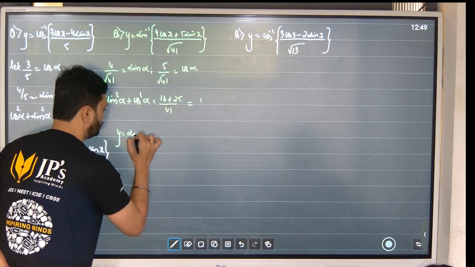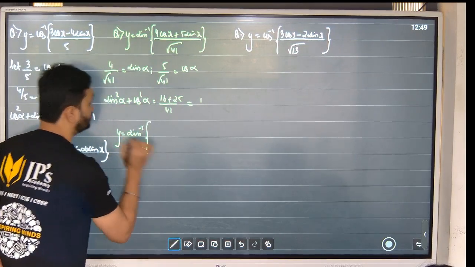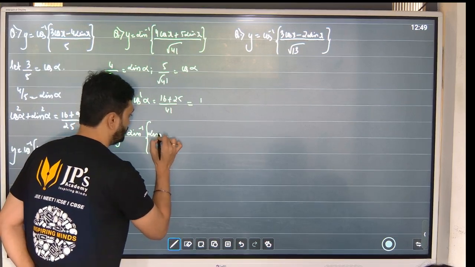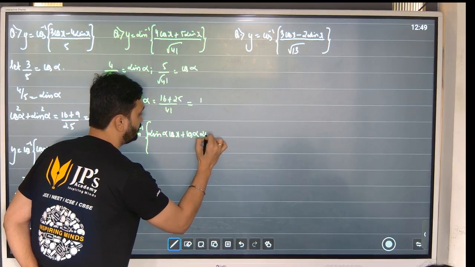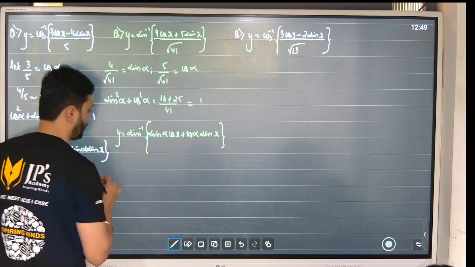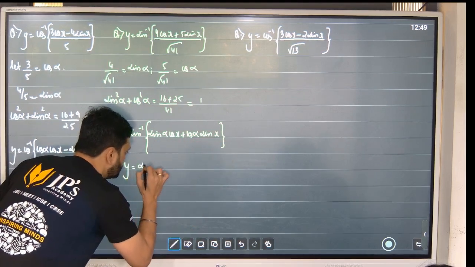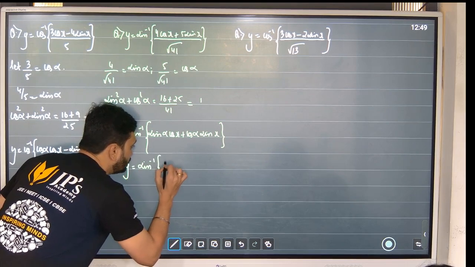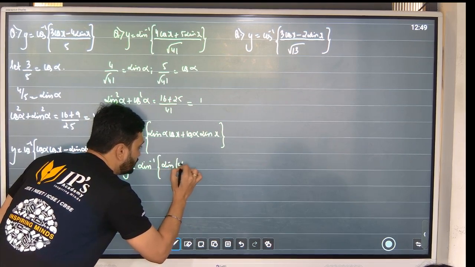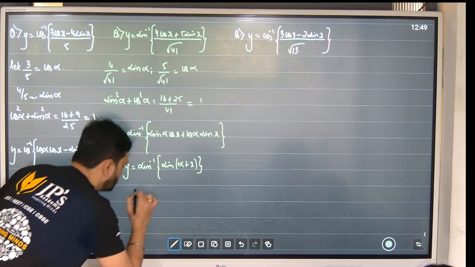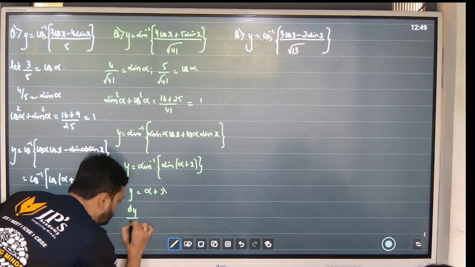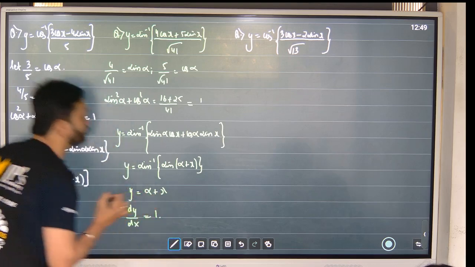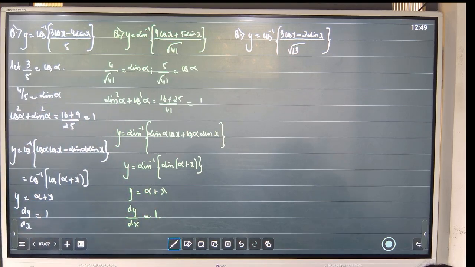Therefore y is equal to sin inverse of sin alpha cos x plus cos alpha sin x, which is nothing but y is equal to sin inverse of sin of alpha plus x, which is y is equal to alpha plus x. Therefore, dy by dx is equal to 1. Have you guys understood this? Anybody has any problem here?